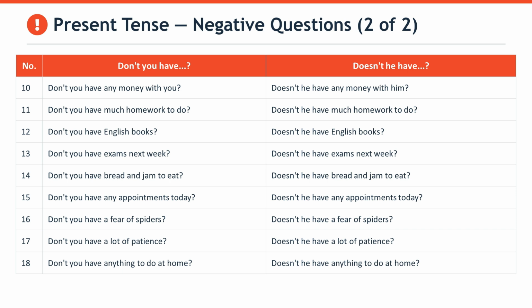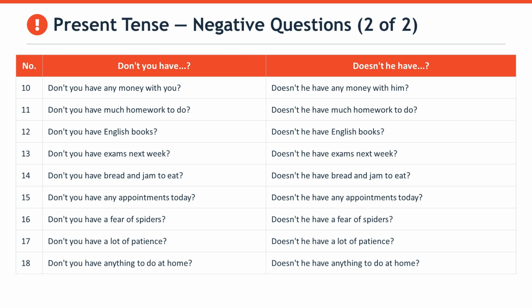Don't you have any money with you? For he, doesn't he have any money with him? Don't you have much homework to do? For he, doesn't he have much homework to do? Don't you have English books? For he, doesn't he have English books? Don't you have exams next week? For he, doesn't he have exams next week?